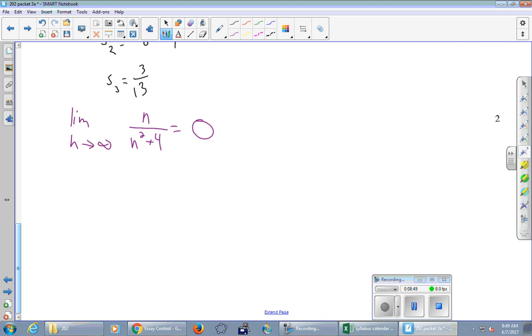So if you look farther and farther into this sequence, you get terms that are getting closer and closer to 0. Do we say that sequence converges or diverges? Converges. Any finite number, we say the sequence converges. So this one converges to 0. S sub n converges to 0. Any finite number. Questions on that?